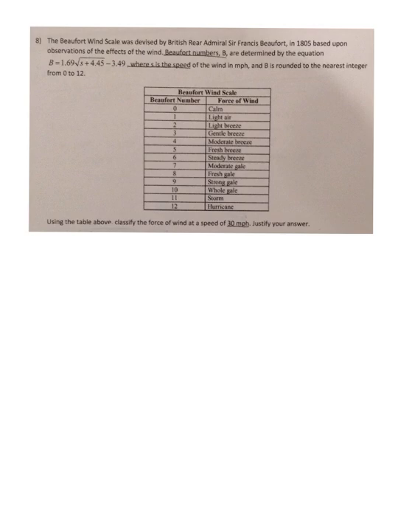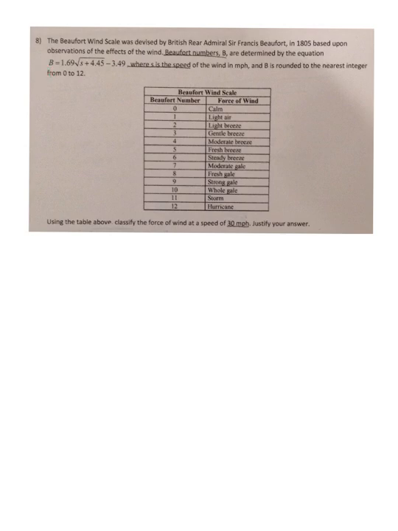based on observations of the effects of the wind. Now it says here, Beaufort numbers B, so these are all the Beaufort numbers, are determined by this equation here. And they're telling you S stands for the speed of wind. So this value right here stands for speed, and this is your Beaufort number. So speed of the wind, and this is your Beaufort number.